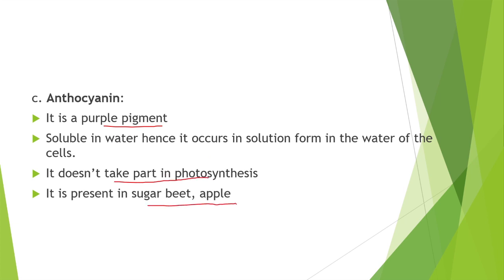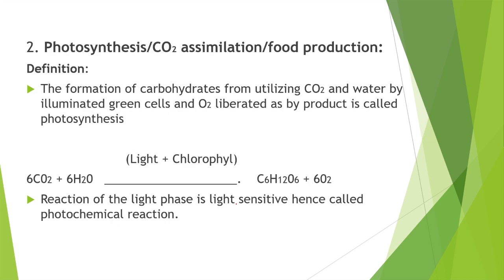Next topic is photosynthesis. We all know about photosynthesis, the formation of carbohydrate from carbon dioxide and water by illuminated green cells, and oxygen is liberated as a byproduct. It is called photosynthesis. In the presence of light and chlorophyll, carbon dioxide and water form one molecule of glucose and oxygen gas is liberated.